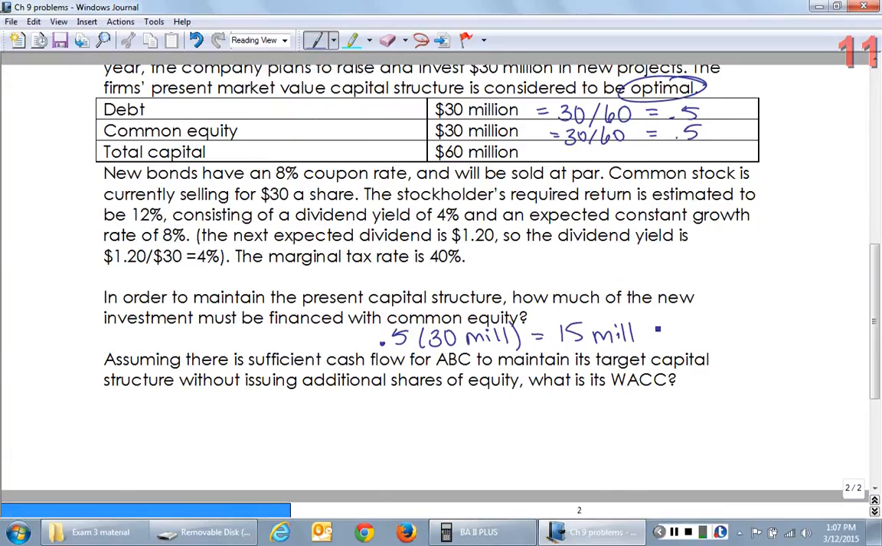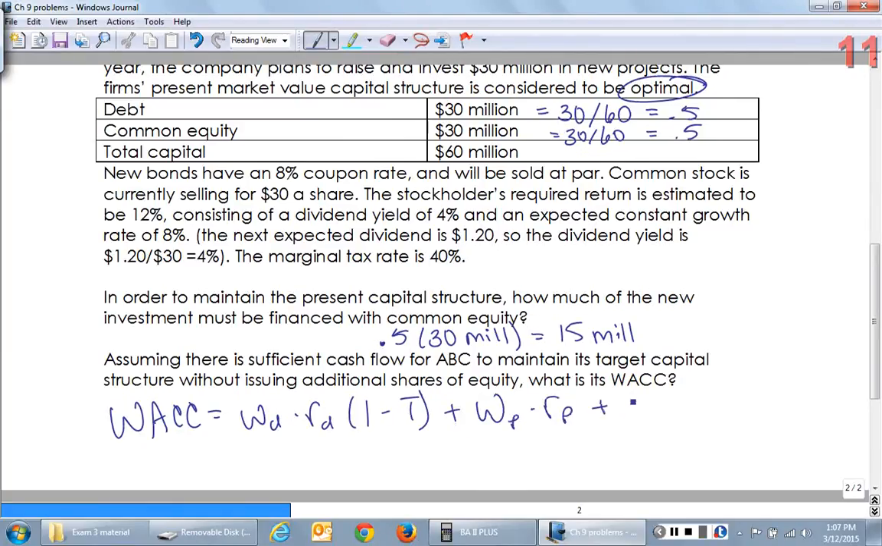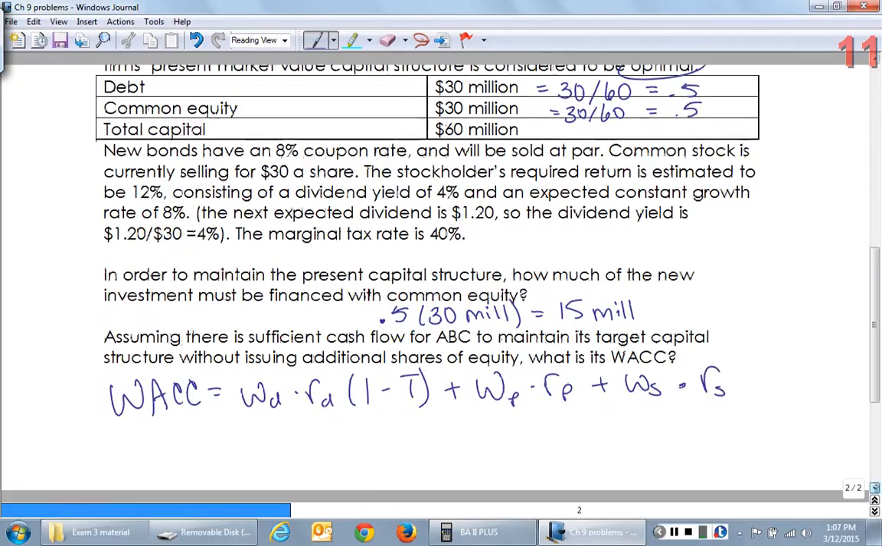So assuming there is sufficient cash flow for the company to maintain its target capital structure, what is its weighted average cost of capital? So remember, weighted average cost of capital is equal to the weight in debt times the cost of debt times 1 minus the tax rate, plus the weight in preferred stock times the cost of preferred stock, plus the weight in common stock times the cost of common stock.